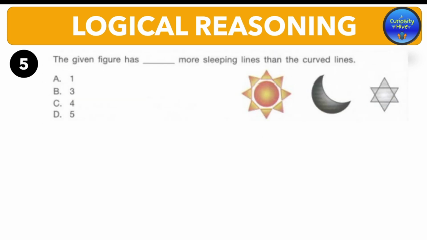Next question. The given figure has dash more sloping lines than the curved lines. Can you tell which one it is?